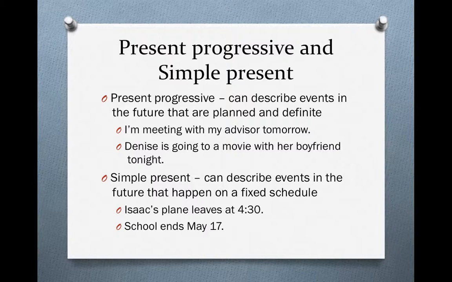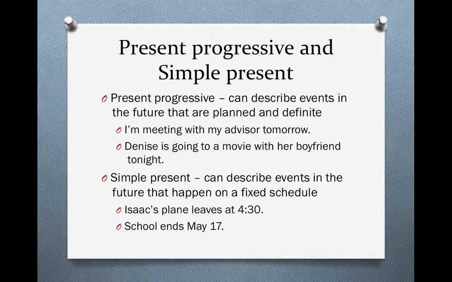We could also say school ends May 17th. School has a fixed beginning date and ending date, so we can use the simple present. These are things that are on a schedule. This is more than just plans made in advance. These are things that absolutely work on a schedule. This only works, like I said, with certain verbs, so you need to refer to chart 4.4 to understand what those verbs are. The same rule is true here, though.